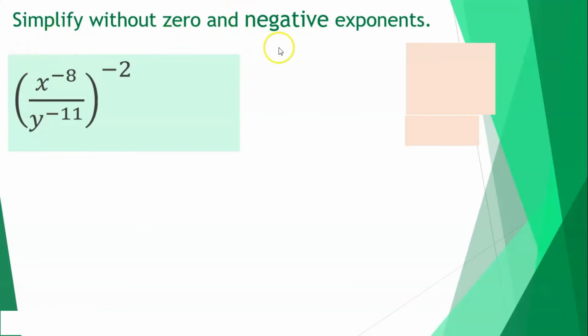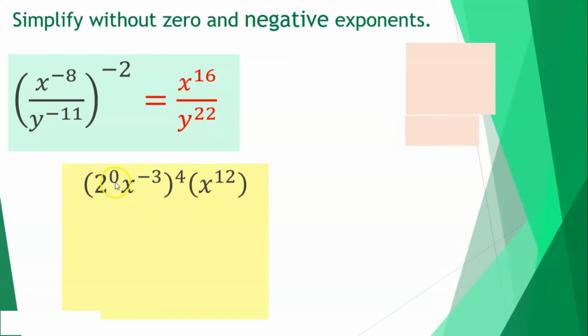Another. Simplify without zero and negative exponents. So given this, number 1, we can apply power rule in which we can distribute the exponents to the terms inside. So with this, negative 2 times negative 8, that's positive 16, and negative 2 times negative 11, that's positive 22.